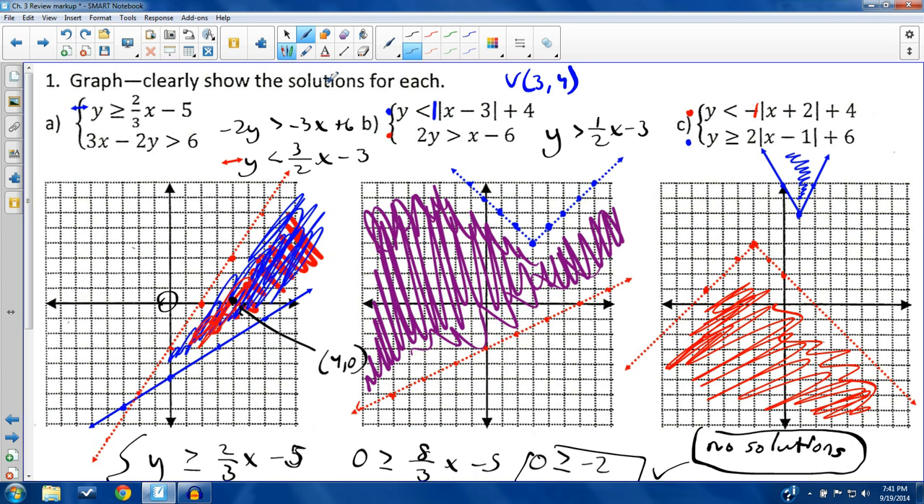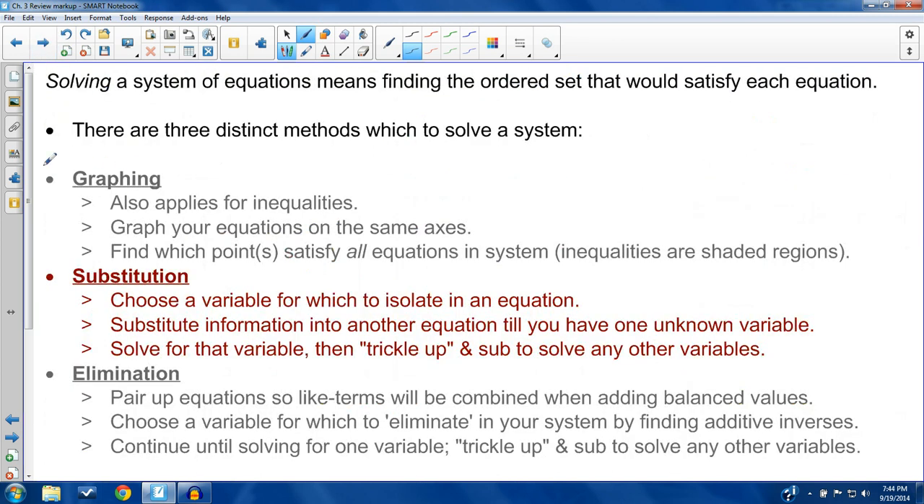No solution, no solutions either way. Okay, that was for graphing. So let's check that one off. We're done. Let's look at substitution.